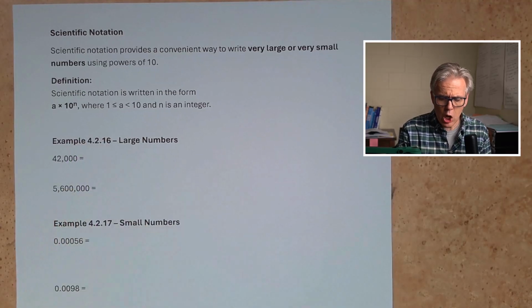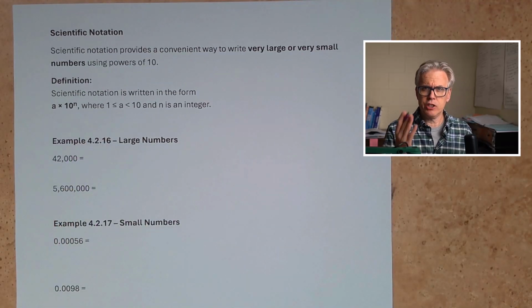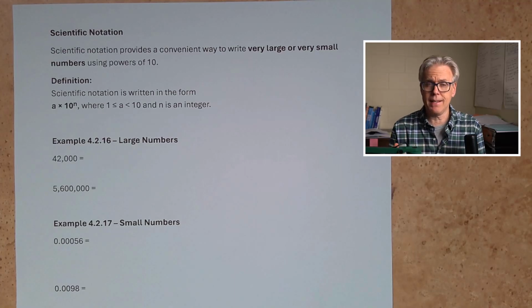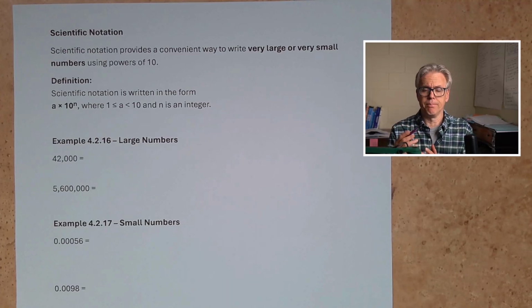We know when we multiply a number by 10, it shifts that decimal point over, right? So if I said 5 times 10, that's 50. 5 times 100, that's 500. 5 times 1,000, well, that's 5,000. So every time I multiply by 10, it just shifts that decimal point over one place to the right. Similarly, when I divide by 10, it shifts it over the other way.